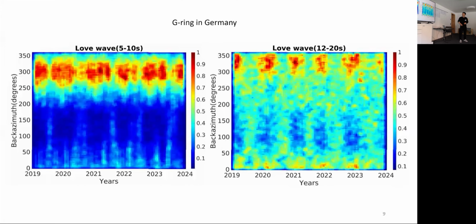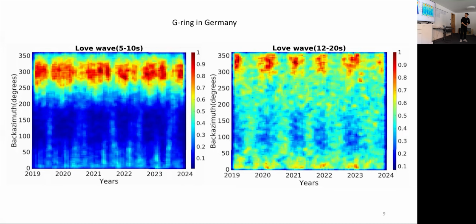The left one is Love waves. As I said, the Jiren has only one component, associated with Love waves. The left figure shows the noise direction of secondary microseismic Love waves. They mainly come from 300 degrees, which means from the north part of the Atlantic Ocean. The longer period also mainly comes from the north direction, but there is a very clear seasonal variation.